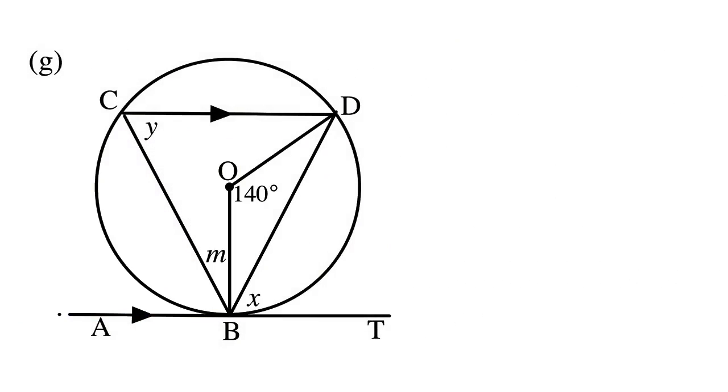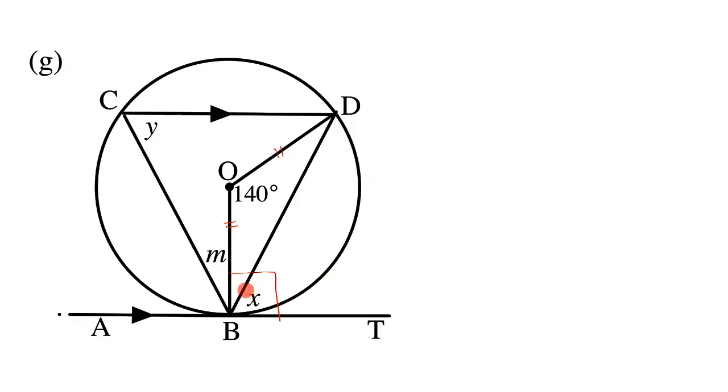Now let's go for G. In G, we are required to find the missing values x, m, and y. So how are we going to calculate that? If we check here, we can see that OB here is the radius and OD is the radius. Right. Now we see that this radius is perpendicular to the tangent ABT. So this whole angle here is 90 degrees.